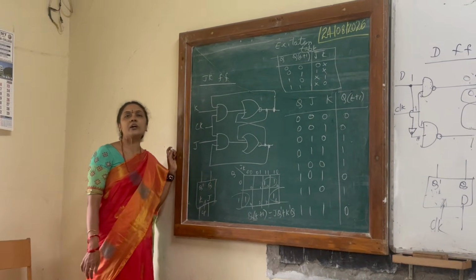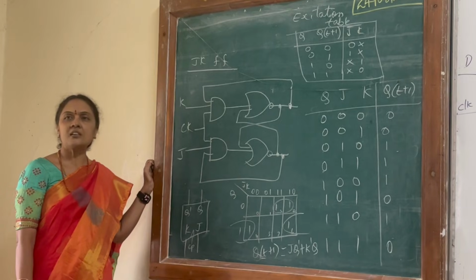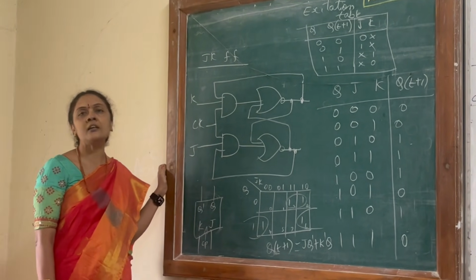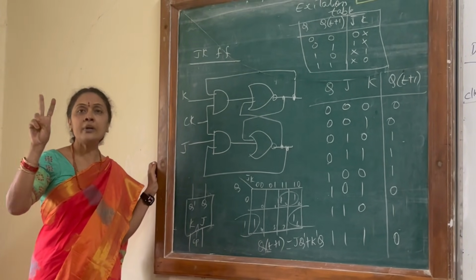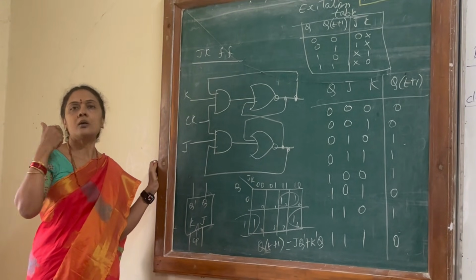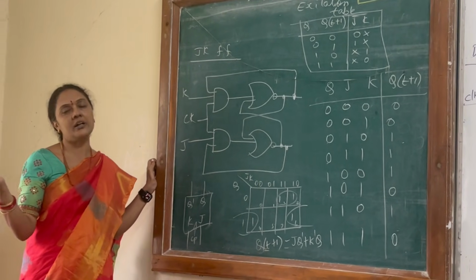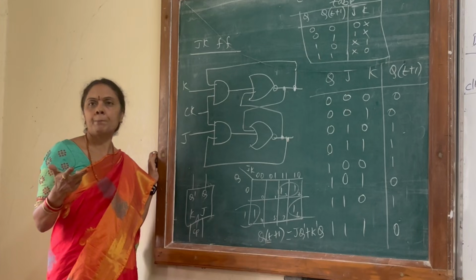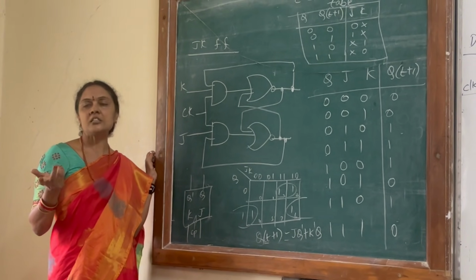The next flip-flop which we are going to look into is JK. The JK flip-flop is constructed in order to overcome the difficulty which we are facing in the SR flip-flop. What was the difficulty we had? We had two indeterminate states. Whenever Q is 0, S is 1, R is 1, we are getting indeterminate. Similarly, when Q is 1, S is 1 and J is 1, we are going to get an indeterminate state.